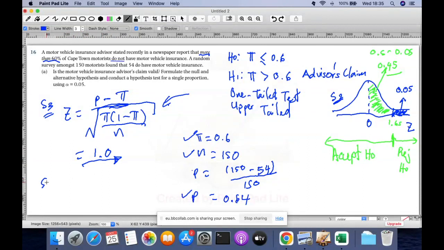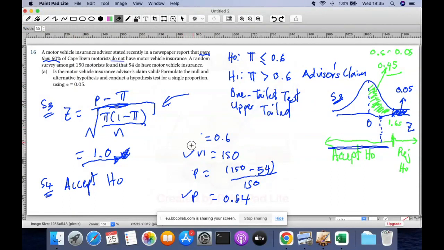And now remember, step 4 is pretty easy. It's looking at what you found in step 3 and checking where it lies in your diagram. Now, 1 is less than 1.65. It's definitely greater than 0, but it's less than 1.65, so it's around here. So that means it falls in the acceptance region. So that means we accept H naught. And then the last step is just writing it in words.